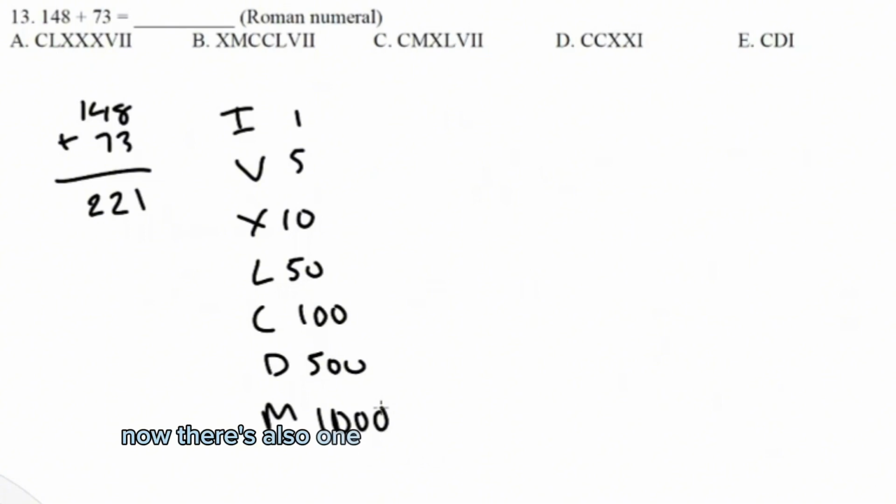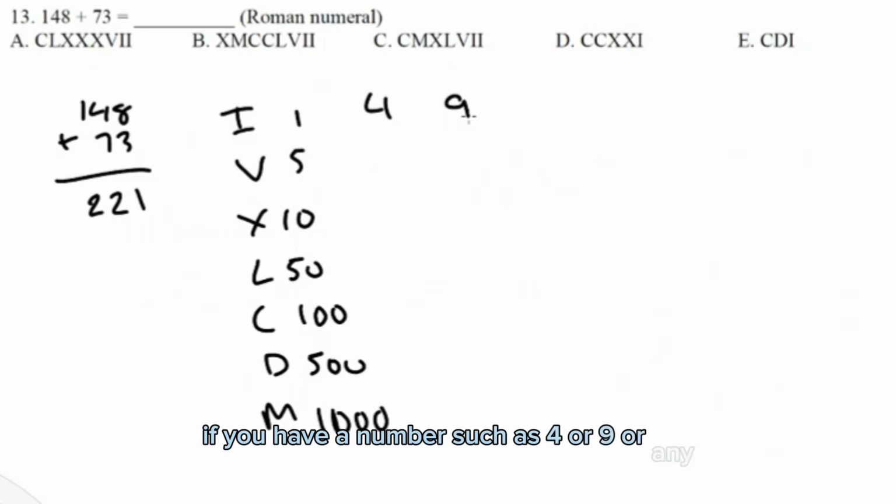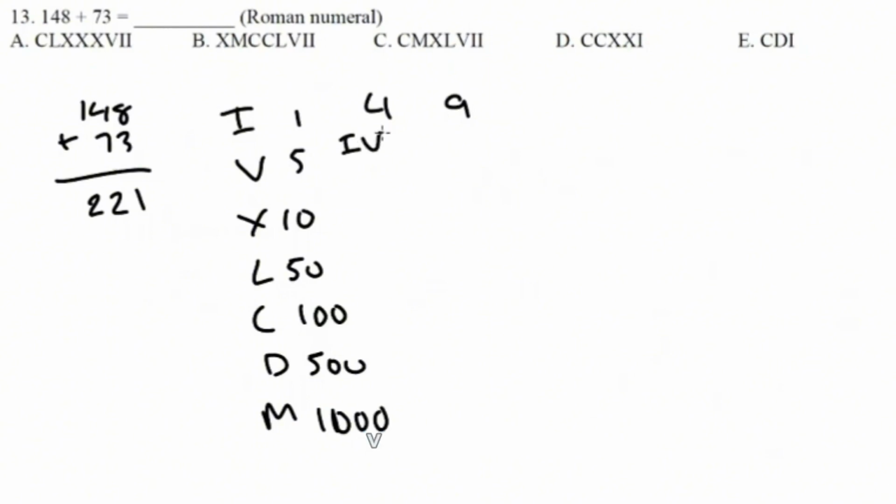Now, there's also one special rule about Roman numerals, and that's the rule of 4s and 9s. If you have a number such as 4 or 9, or any 40 or 90 or 400 or 900, you want to write those numbers as one before the next number. So 4 would be IV instead of IIII. 9 would be IX instead of VIIII.